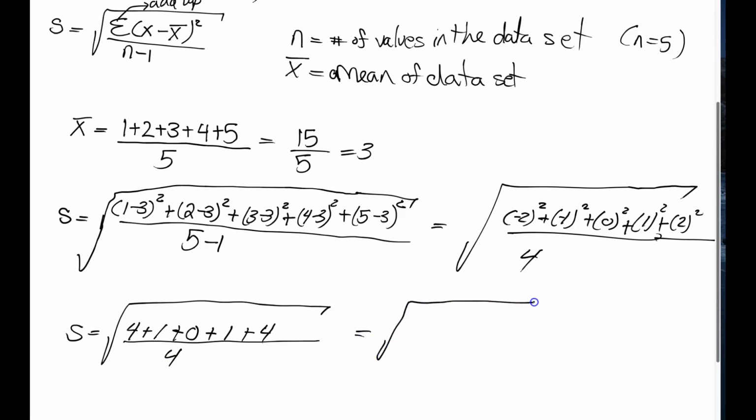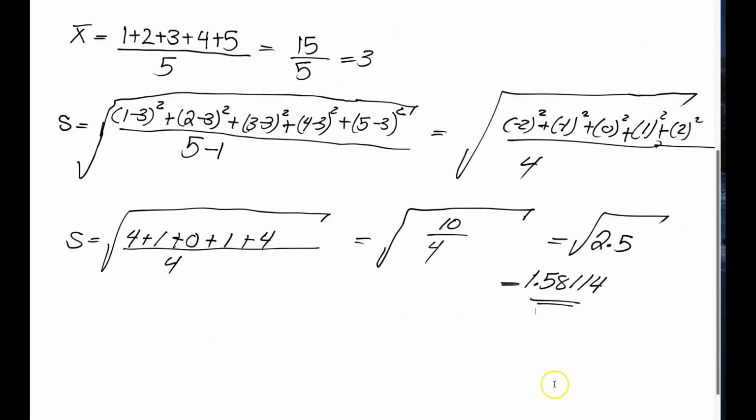And if we add 4 plus 1 is 5, plus 1 is 6, plus 4 is 10 over 4. So the standard deviation is going to be the square root of 2.5. And if we calculate the square root of 2.5, we get a value of 1.58114 if we go to 5 decimal places, and this would be s, which is the standard deviation.